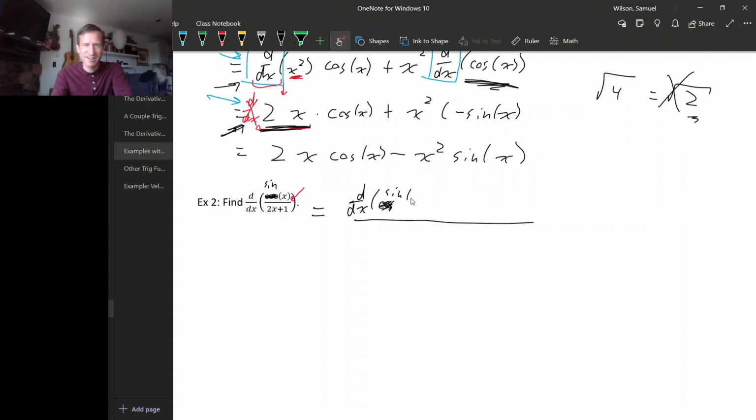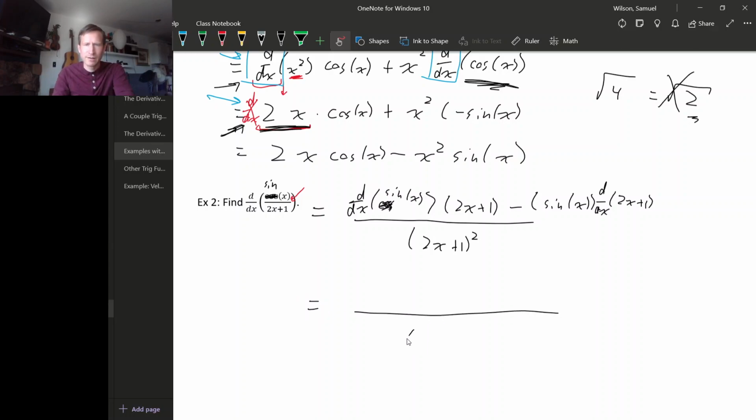So the derivative of sine, and then 2x plus 1 with no derivative, minus sine with no derivative, times 2x plus 1 with the derivative, all over the denominator squared. So 2x plus 1 squared. Okay, so our denominator is 2x plus 1 squared. And now we have a couple of smaller derivatives to calculate. We need the derivative of sine of x, but we know that one. That's cosine x. So that times 2x plus 1 minus, and then the derivative of 2x plus 1.